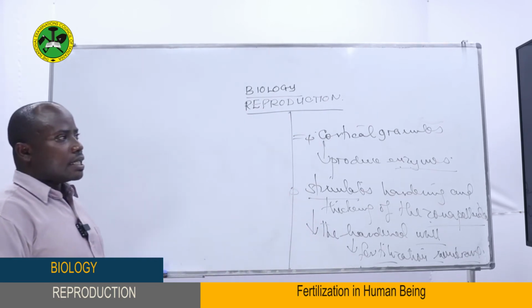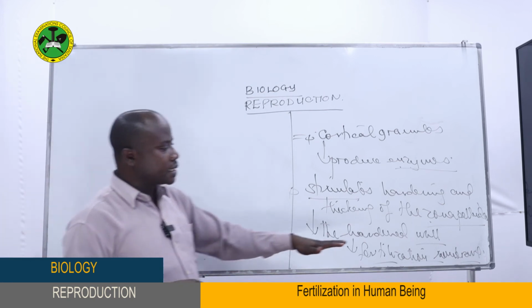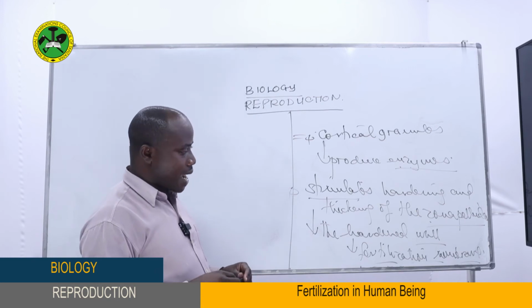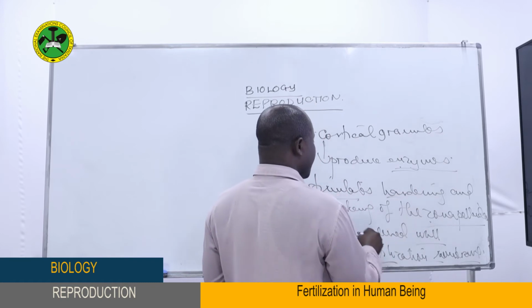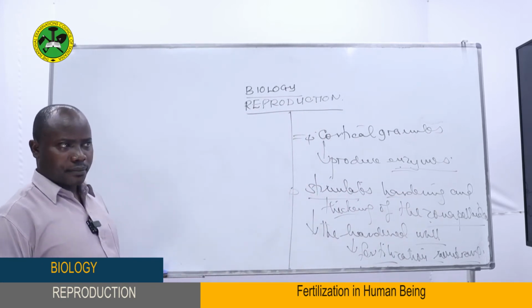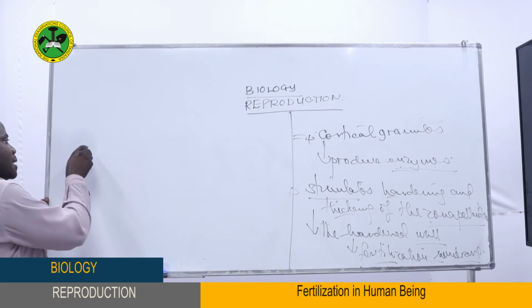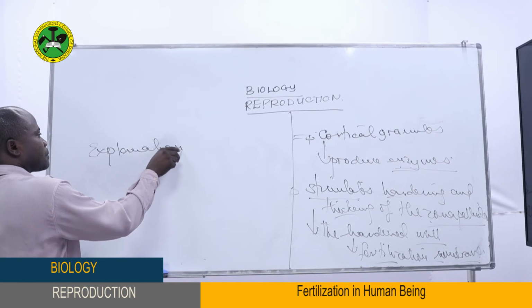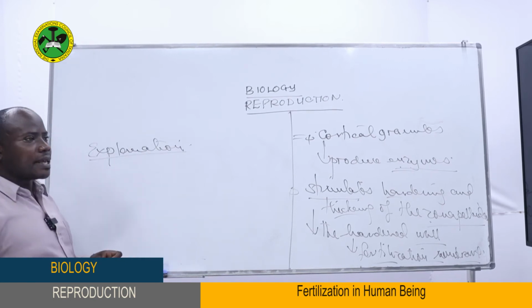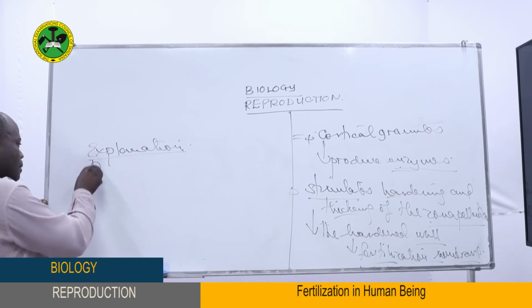It means that the question, particularly part one, requires you to explain how the fertilization membrane occurs. You'll have to explain the role of the enzymes in hardening and thickening of the zona pellucida. By so doing, you'll have responded correctly to that question. But part B requires the explanation of the importance of the fertilization membrane.